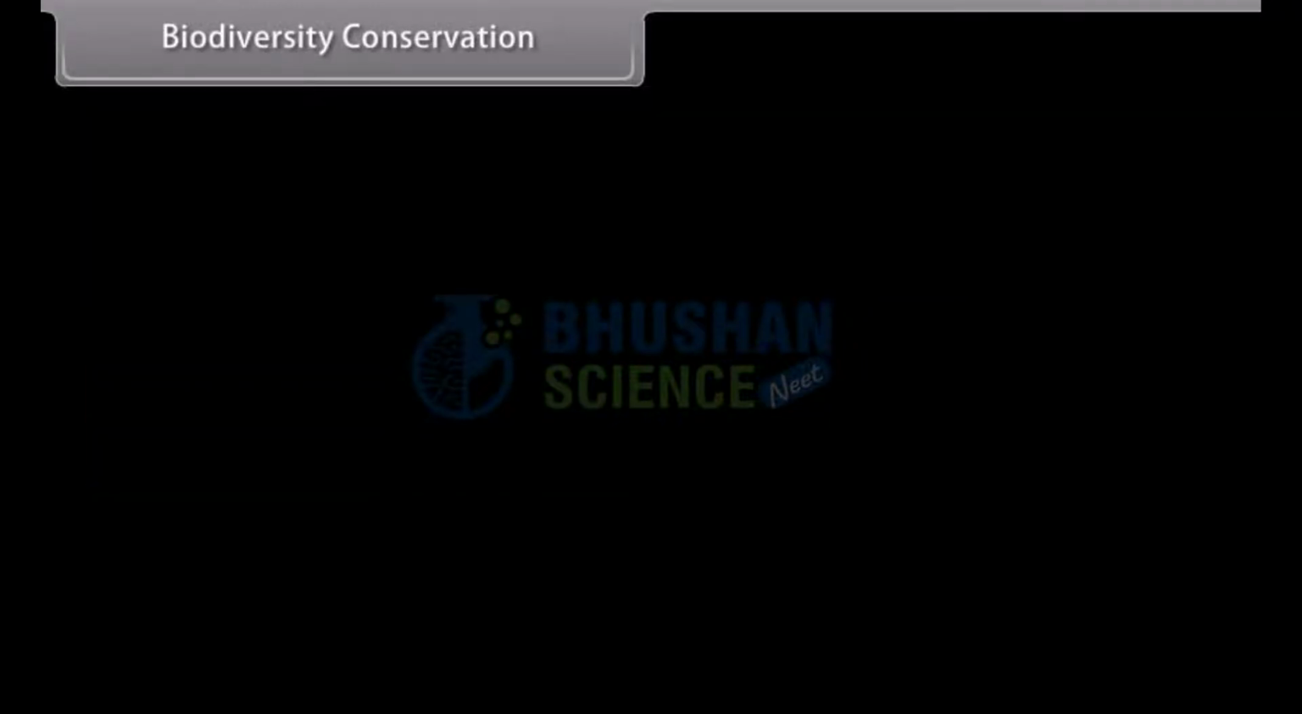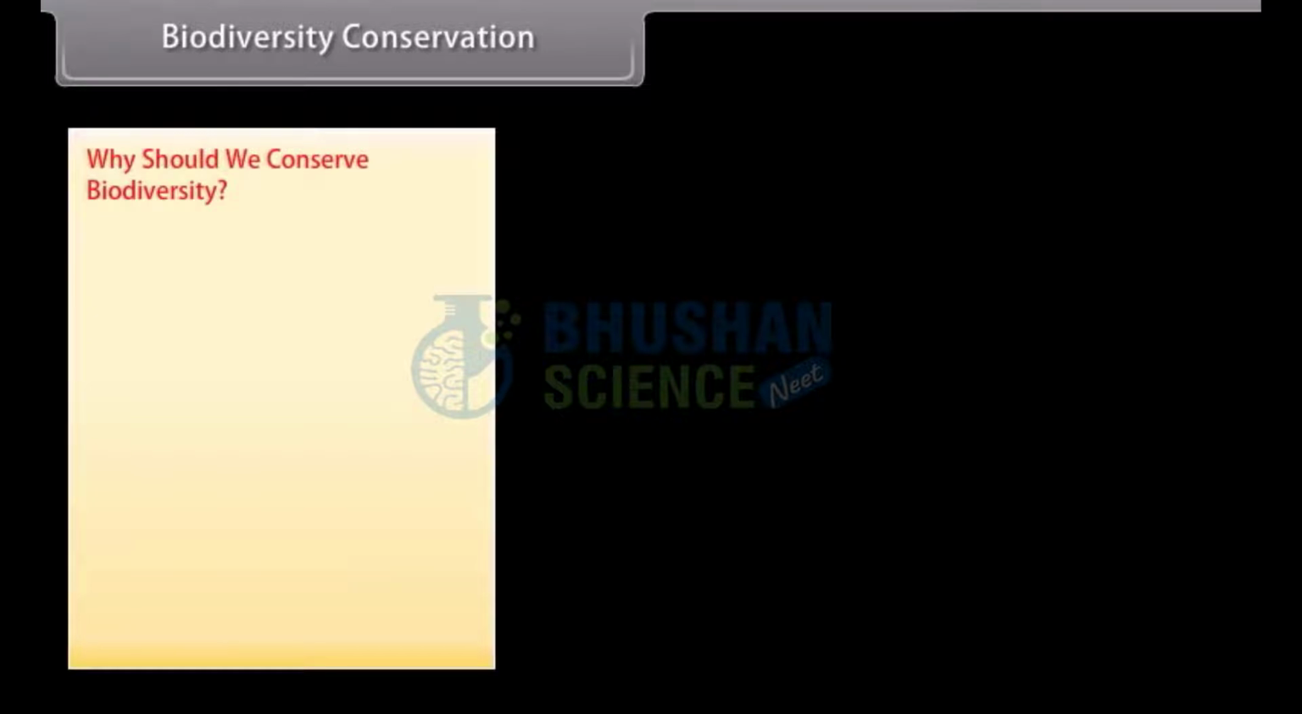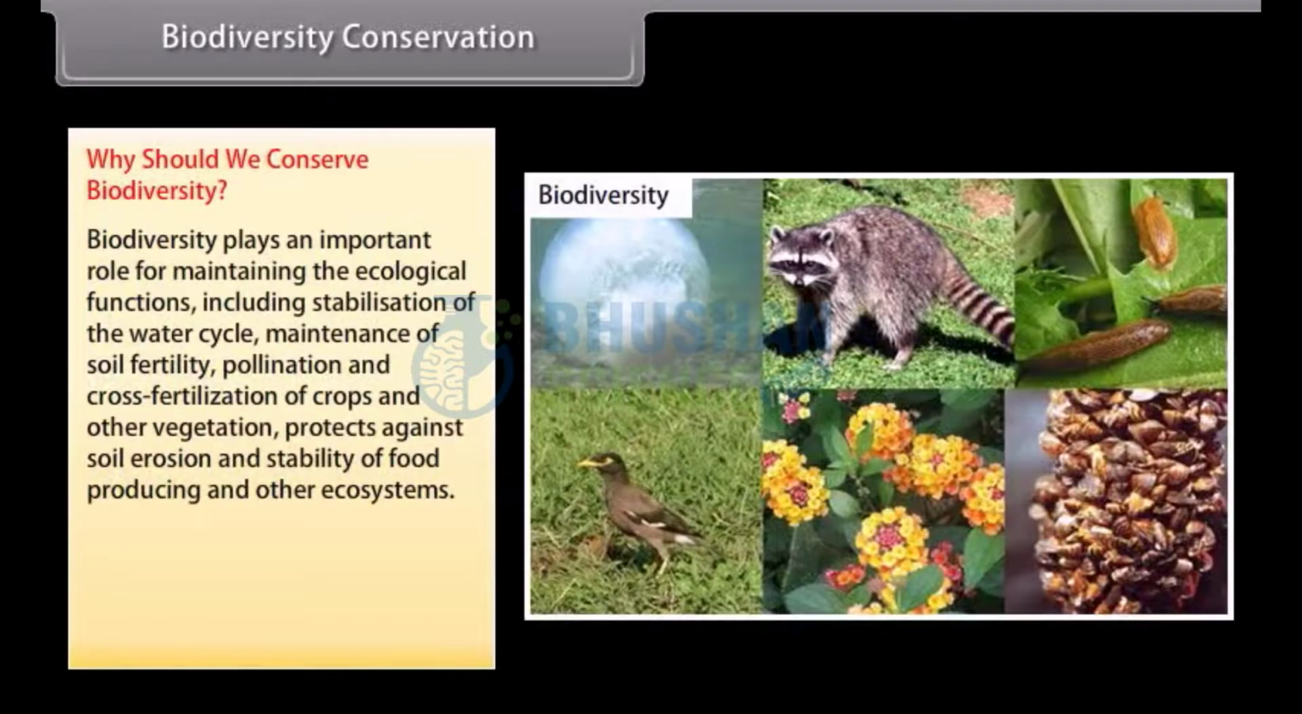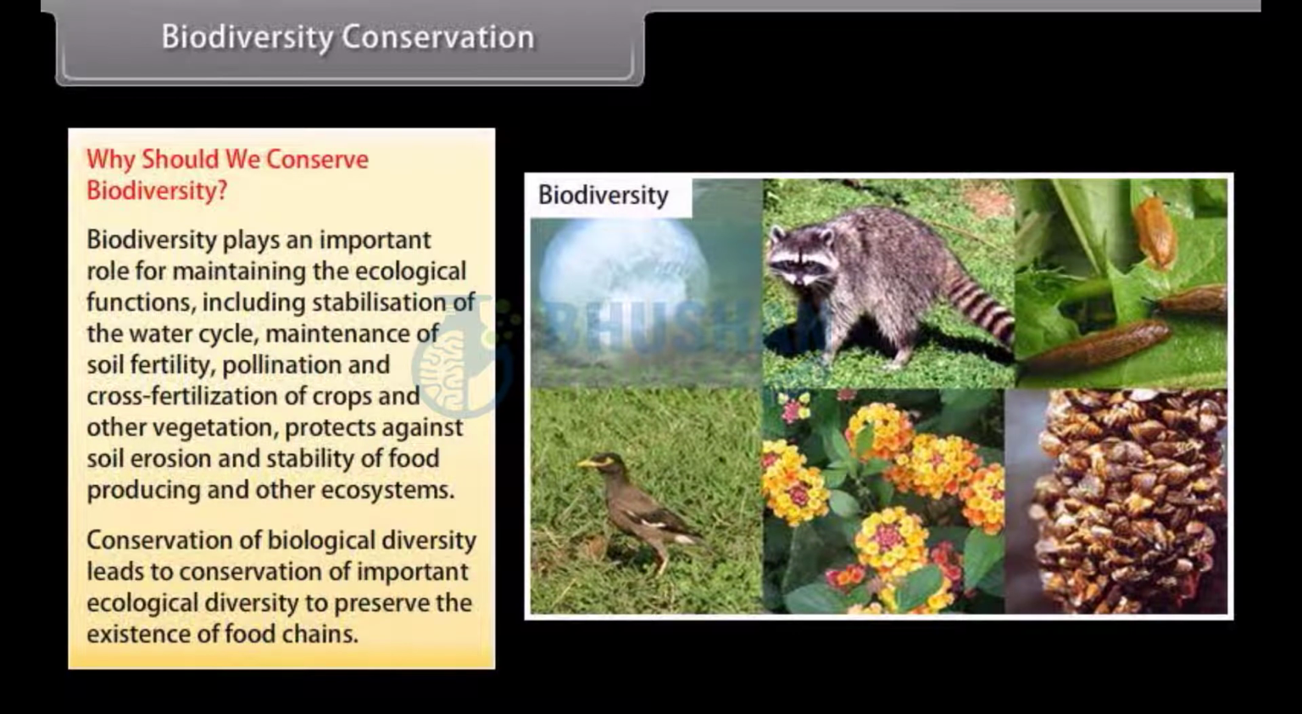Biodiversity conservation. Why should we conserve biodiversity? Biodiversity plays an important role in maintaining the ecological functions, including stabilization of the water cycle, maintenance of soil fertility, pollination and cross-fertilization of crops and other vegetation, protection against soil erosion, and stability of food-producing and other ecosystems. Conservation of biological diversity leads to conservation of important ecological diversity to preserve the existence of food chains.